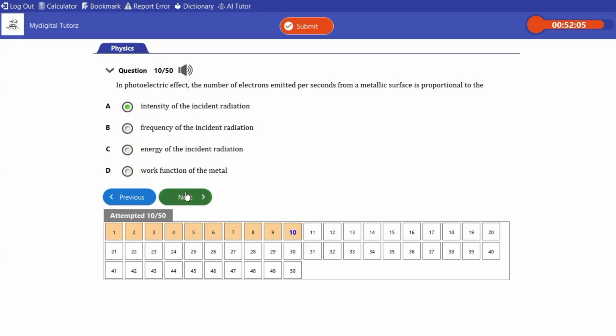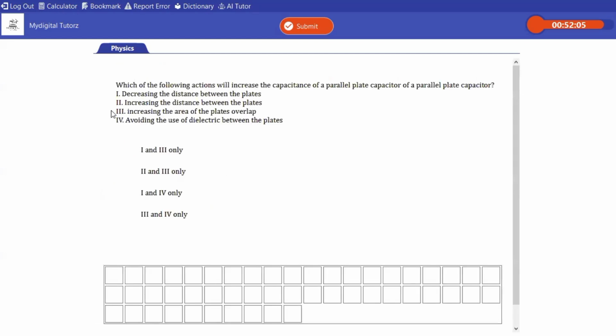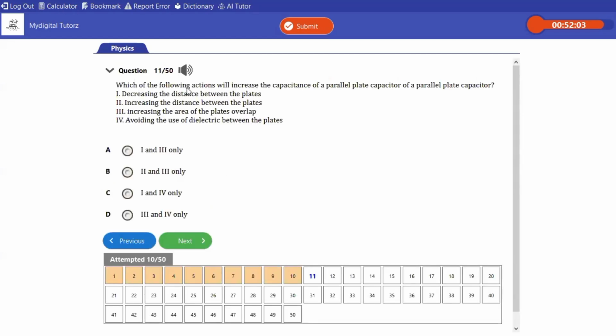Are we together? So question 11 says, which of the following actions will increase the capacitance of a parallel plate capacitor? A, Roman figure 1, decreasing the distance between the plates. Roman figure 2, increasing the distance between the plates. Roman figure 3, increasing the area of the plate overlap. Roman figure 4, avoiding the use of dielectric between the plates.